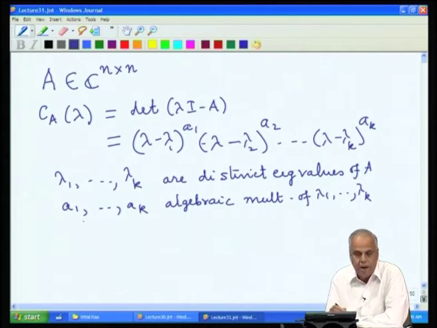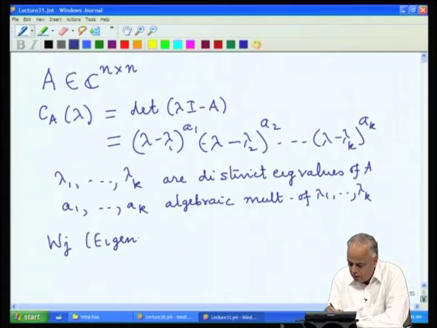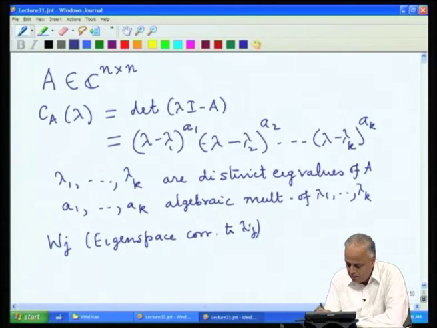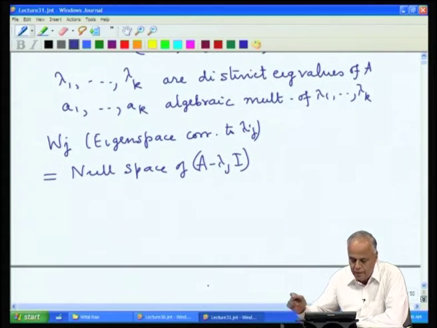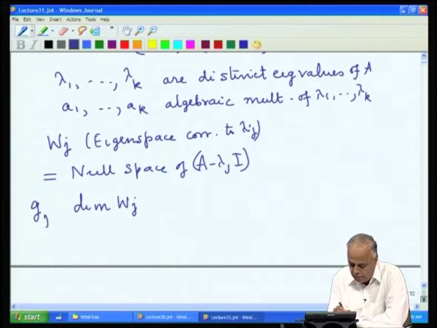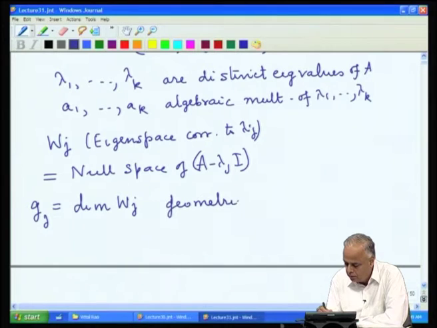Then corresponding to these eigenvalues, we define the eigenspace corresponding to lambda j, W j, as the null space of A minus lambda j I. The dimension was found to be always greater than or equal to 1, and this dimension of W j is what we denoted by G j, and this was called the geometric multiplicity of lambda j.